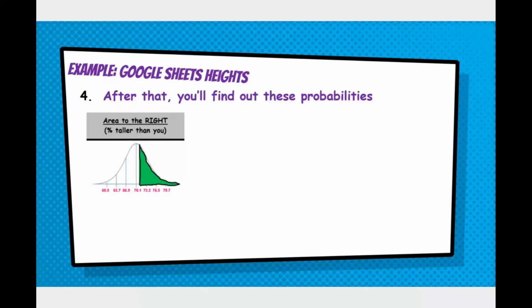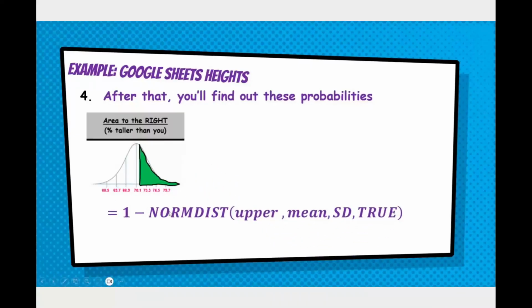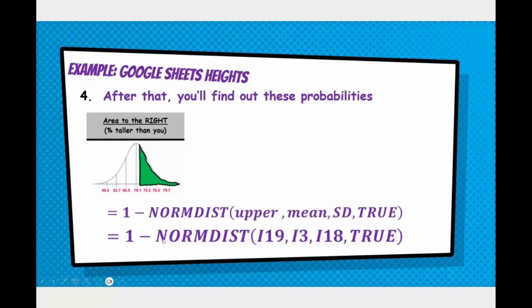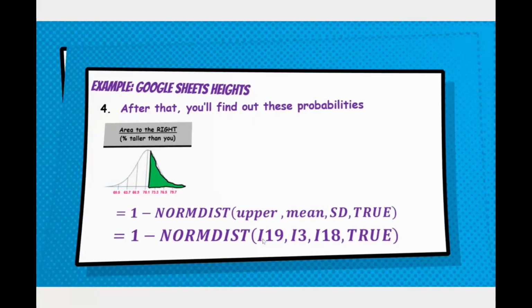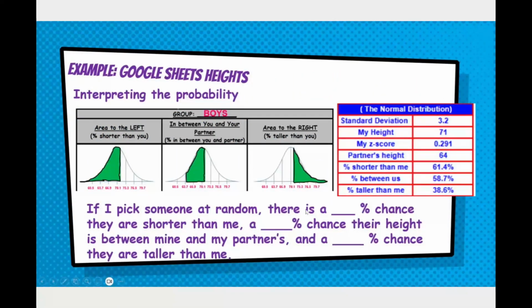So with that in mind, to find the area to the right, we do the same exact thing, except we do 1 minus the normal distribution. And this is not between, so I'm just concerned with my own height. So 1 minus the normal distribution of my height, which is the upper one, mean, standard deviation, and true. Plug it all into that cell would be this. And so we can go through and see my actual percentages after I calculated them.